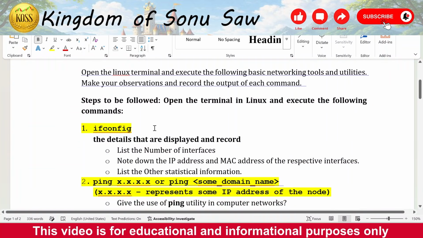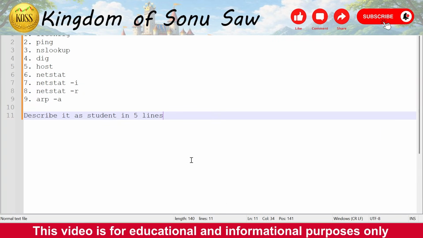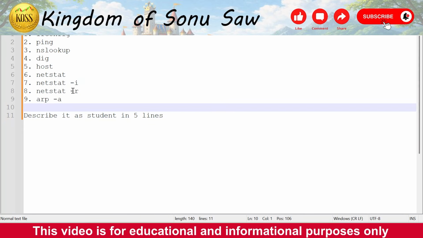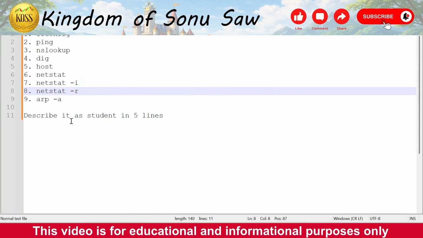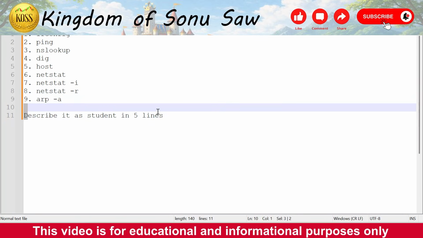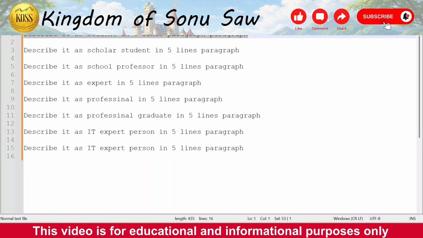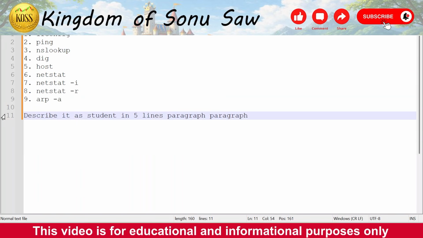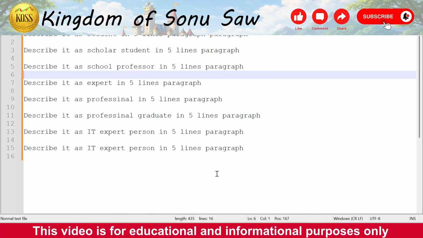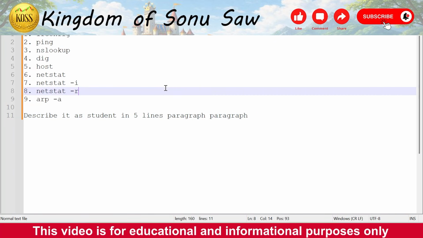What we have to do first, we have to describe what this is, or define it. We have to write 5 lines about this. Okay, so I have to describe them guys. We will use all the commands written here, and we will describe it as a student in 5 lines. It will be a 5 line paragraph. Okay, so you can use any of these commands. I will show you each of them if you want.